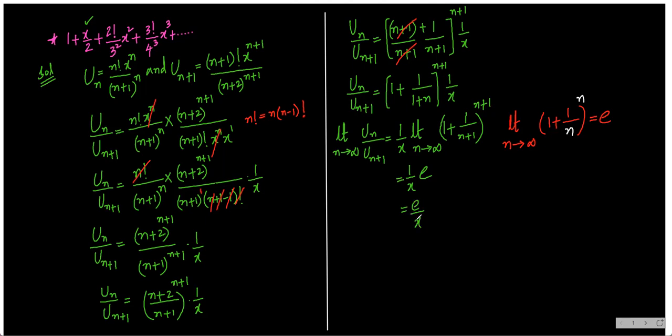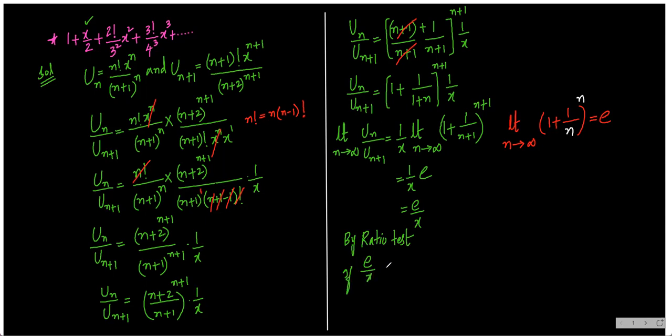So till now, in any test, our answer is not e by x. It means that here we have to apply the logarithmic test. This is the hint that we have to apply the logarithmic test. But whatever we did till now, we did using the ratio test, and that we have to write as the ratio test. After this stage, we have to apply the logarithmic test.